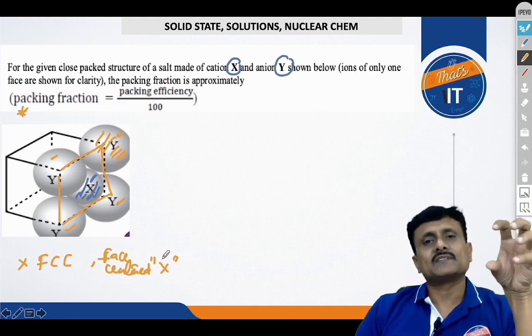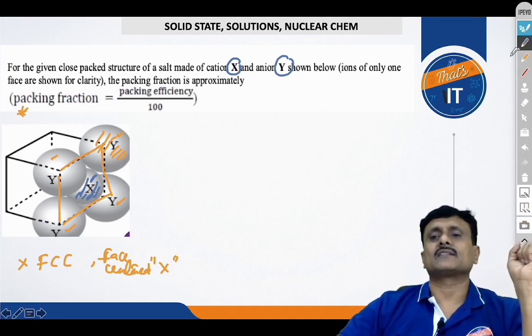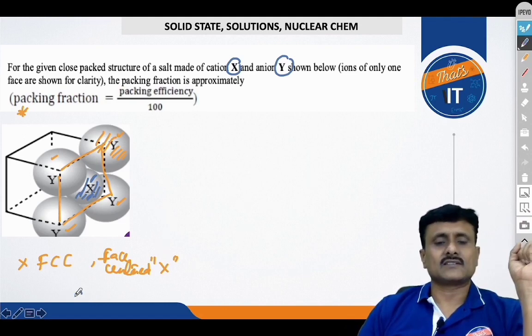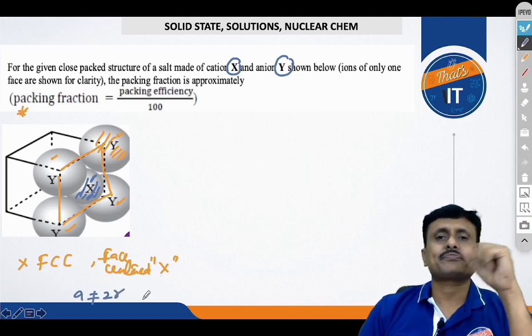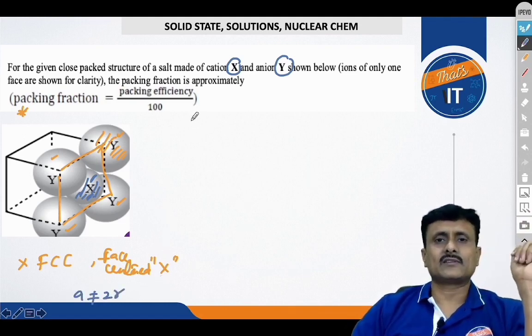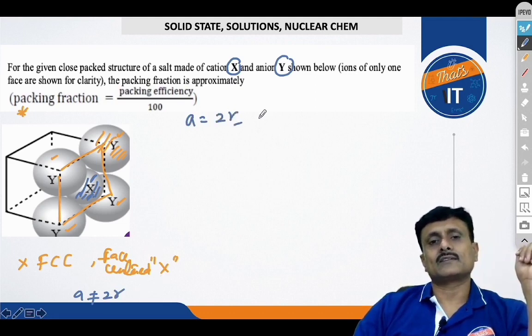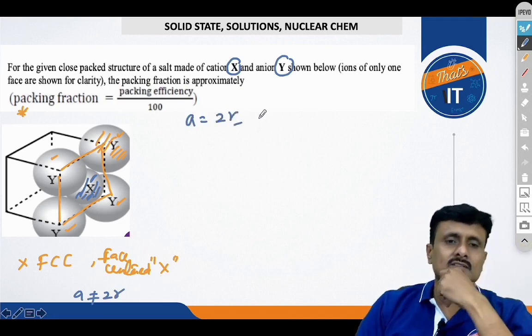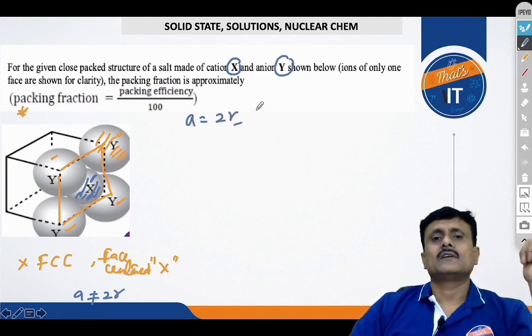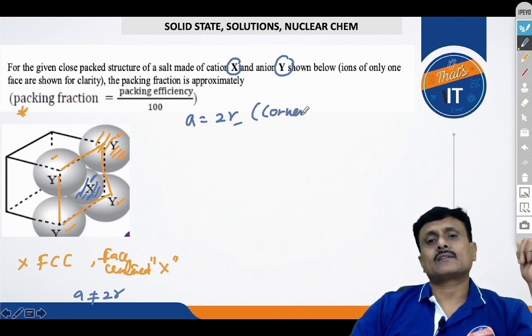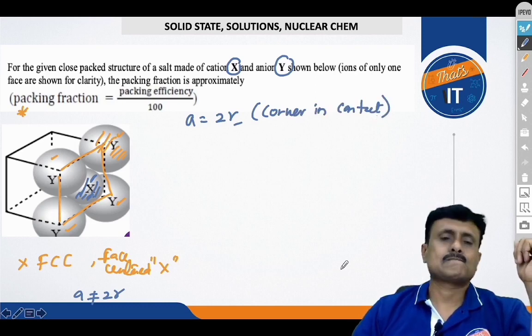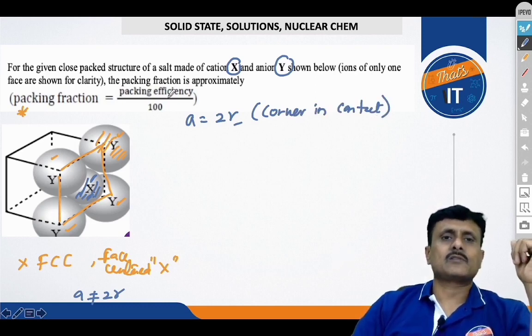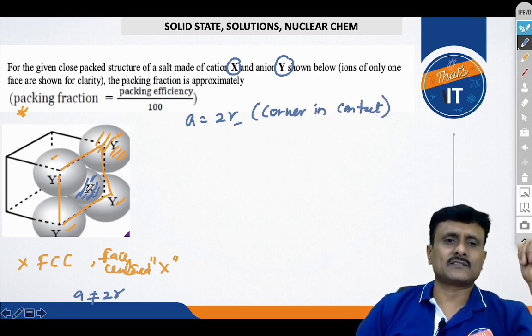So this is not FCC lattice, because you know that in FCC lattice the corners do not touch each other, that is A is not equal to 2R. However, here you can see A is equal to 2R minus, isn't it? Because the corners are in contact. So this is not FCC lattice. Now you have to find out the packing fraction. You know that this is present at the face center.